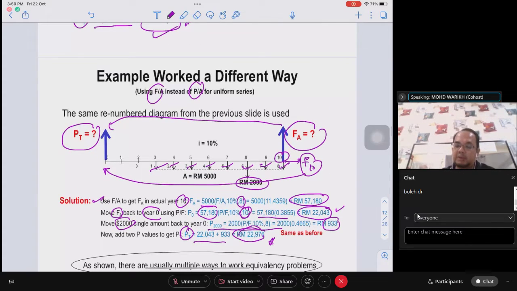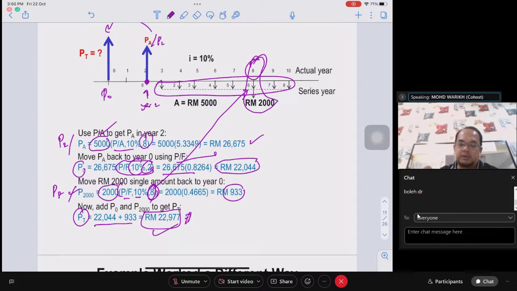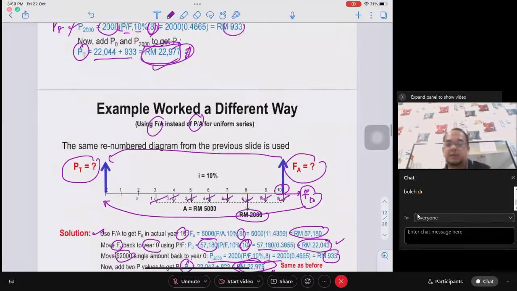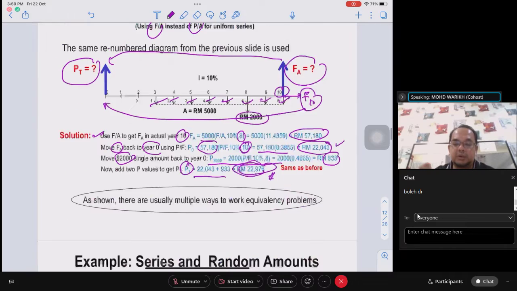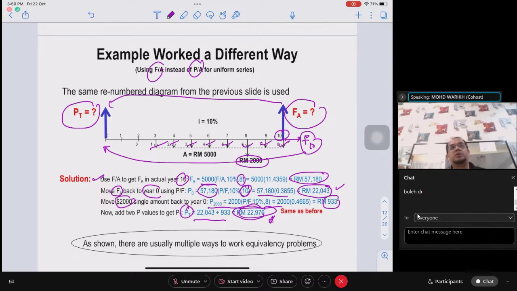Okay, 2,976 kan. Ini pun 2,976 sama lah. So whichever way you can use. Boleh, tapi you don't want to be confused, just use only one way. Example, you use only the P factors, the present worth. Even if you are very expert, it doesn't matter. It's okay.